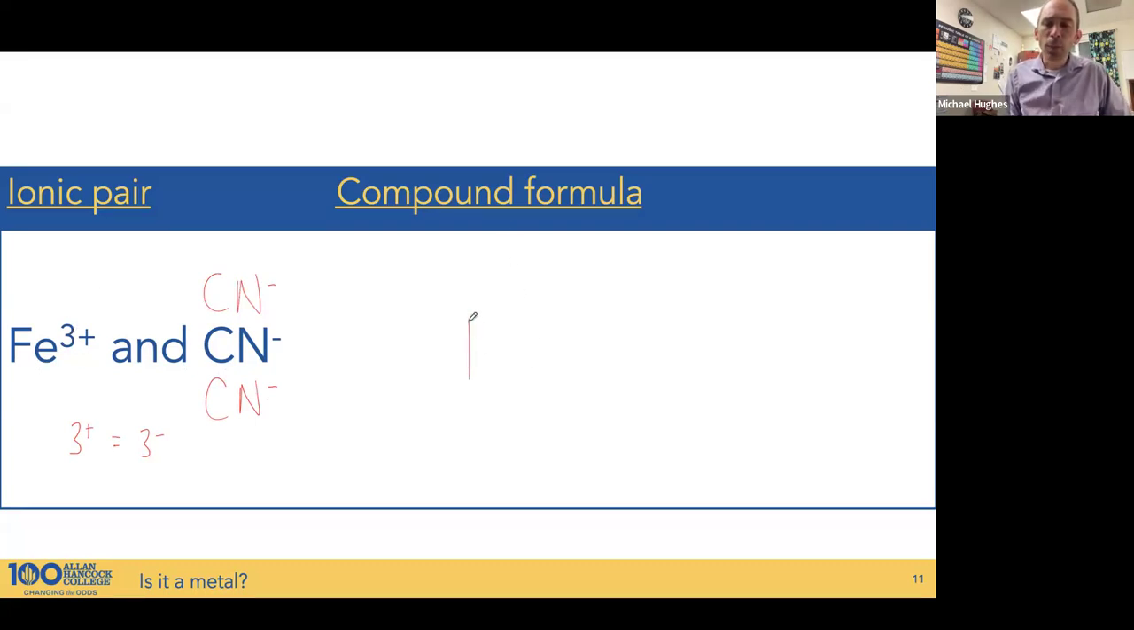So that will make a compound Fe. And since we want 3 cyanides, we wouldn't want to put CN3. That would be 1 carbon and 3 nitrogens. What we're asking for is 3 carbons and 3 nitrogens. And so we're going to put the parentheses, CN, our cyanide, and 3 of them. So this would be iron 3 cyanide.